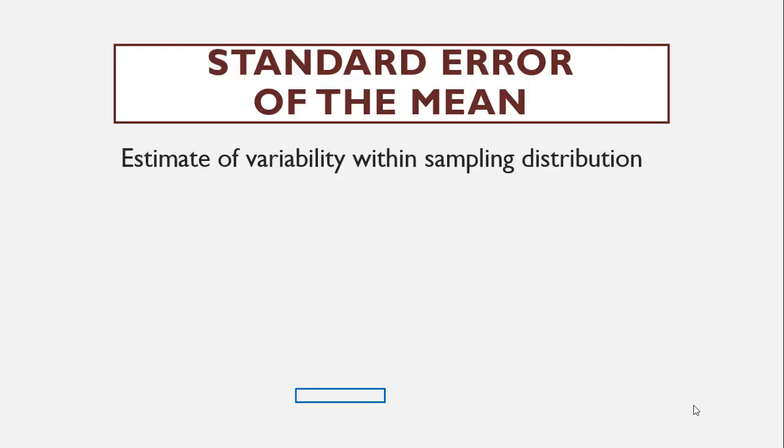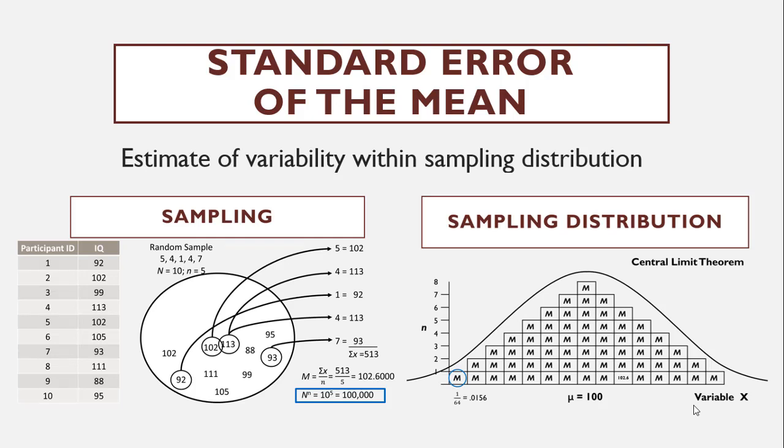So we've talked about the standard error of the mean a couple of times, and you may at this point be wondering, okay, now I know how to calculate it, but what is it really? Well, the standard error of the mean is the estimate of variability within the sampling distribution. So in a previous video, we talked about sampling and the sampling distribution. And we talked about how for any sample or any population, you can pull a sample from it, calculate a mean for that sample, and you could do that for all possible samples.